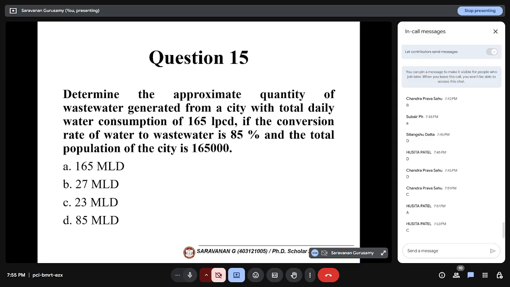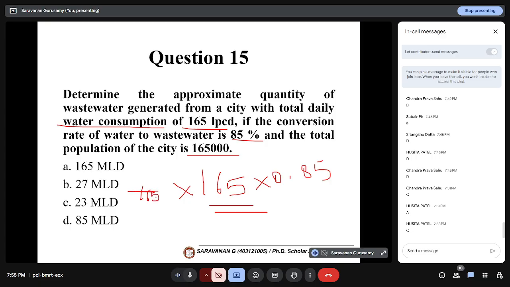So the last question, no, we have some more questions. Determine the approximate quantity of wastewater generated from a city with the total daily water consumption as 165 LPCD. If the conversion rate of water to wastewater is 85%, see, they have given water consumption and wastewater conversion. So 165 LPCD is converted into wastewater as 0.85. Then the total population of the city is 1,65,000. What is the approximate quantity of wastewater generated? So per person is generating 165. Then how much is 1,65,000 population generating?